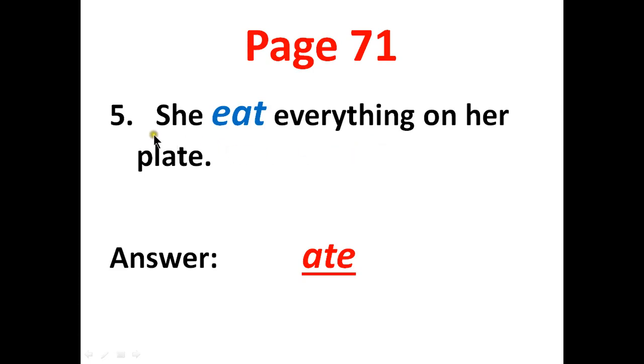The same is the case with number 5. The sentence which is given in the book is wrong because of eat. She eat everything on her plate. I am reading as given in the book. But if you replace eat with the past tense, then you cannot call it a wrong one. She ate everything on her plate. Please write A-T-E on the line.